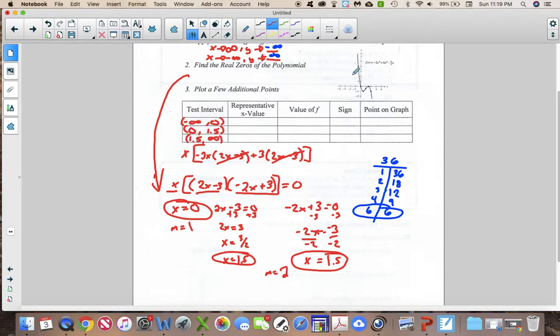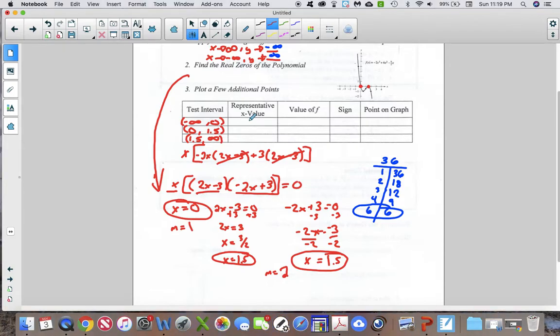So I know he's touching here at 0. He's touching here at 1.5, but I have no idea what's happening over here. So this interval is saying from negative infinity on the x, all the way to the left until I get to 0. Then I have the interval from 0 to 1.5, I have to figure out what he's doing, and then from 1.5 and beyond, all the way to the right, what's happening there. So we need a representative x value.